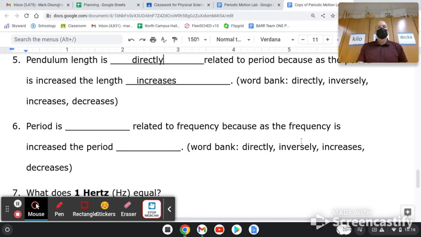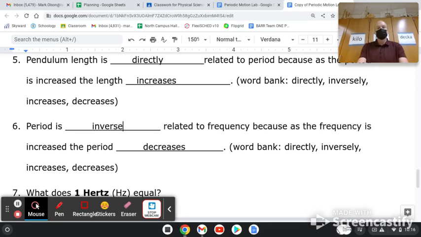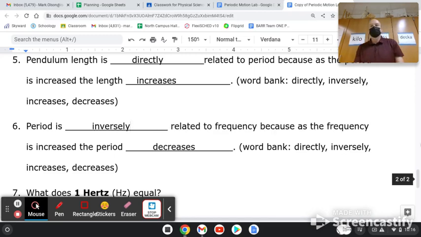All right, frequency. If you increase the frequency of the pendulum, the period gets shorter. So if it's swinging faster, the time it takes to make one swing decreases. So we'd say period and frequency are inversely related.